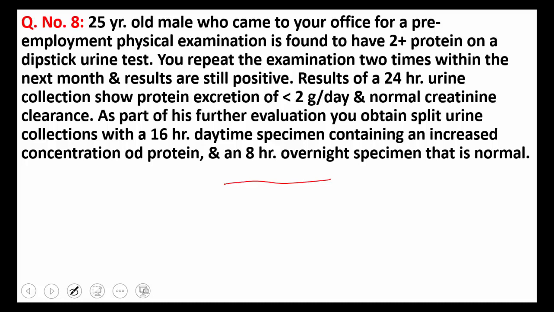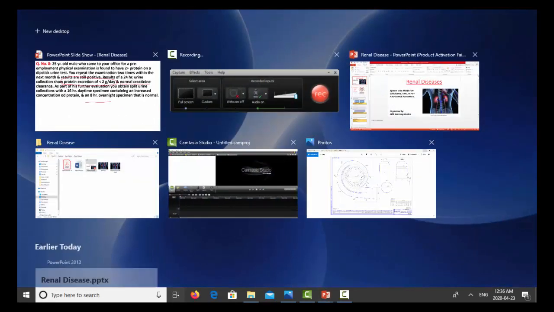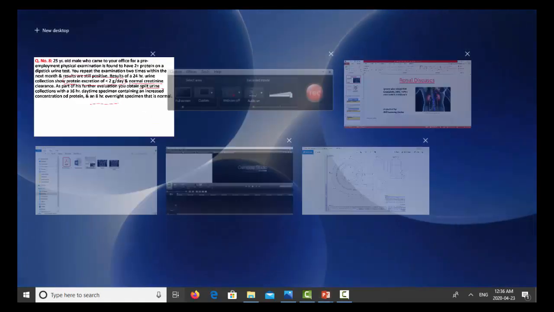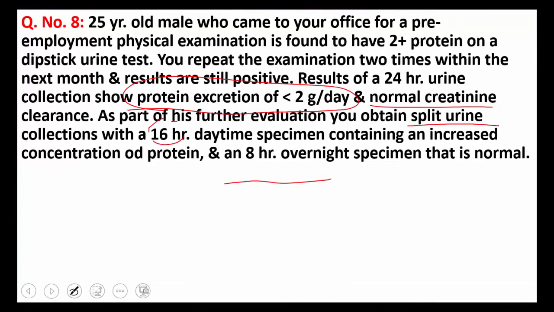So here the protein excretion less than 2 gram per day is very important. Normal creatinine clearance, nothing is happening to the kidney. As part of his further evaluation, you obtain split urine collections, here a 16-hour daytime, and what you see is that in the daytime specimen there is increased concentration of the protein and an 8-hour overnight specimen is normal. So this brings our mind to a thing that is orthostatic, or a situation that is benign.